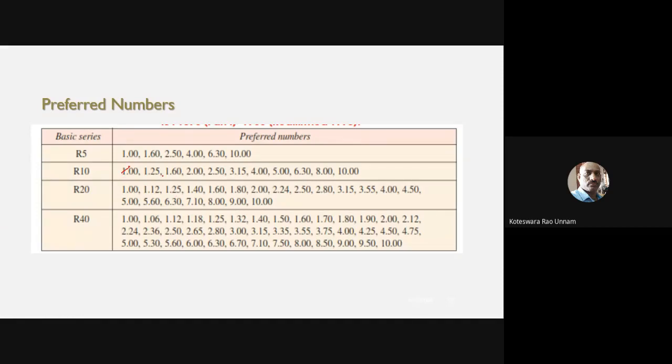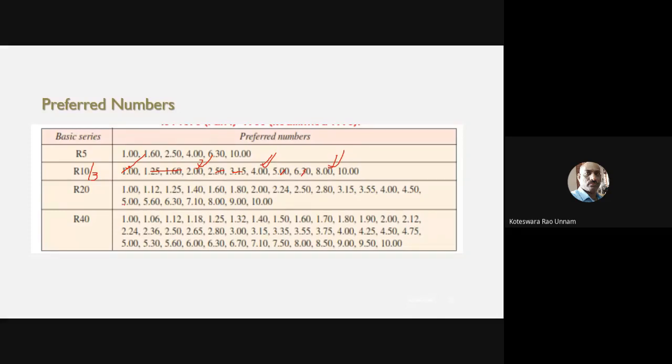Then the third one: 1, 2, 3. I'll omit these two and consider this. Then 1, 2: I'll omit this and this, and consider this one. Then again I omit this and this, and consider this. So your R10 by 3 series will consist of 1, 2, 4, 8. This is again an R10 series only, but with reduced numbers.